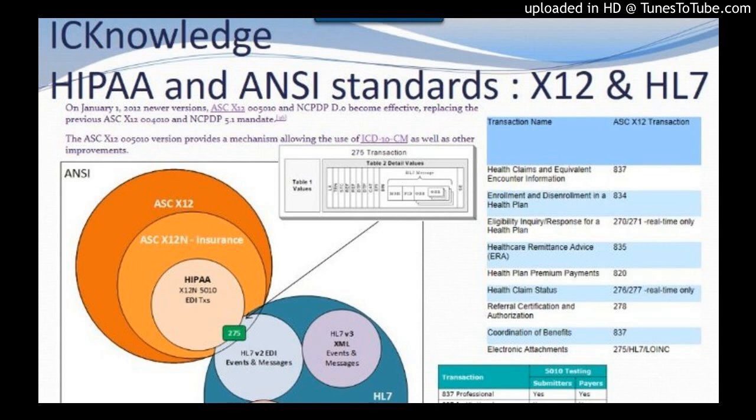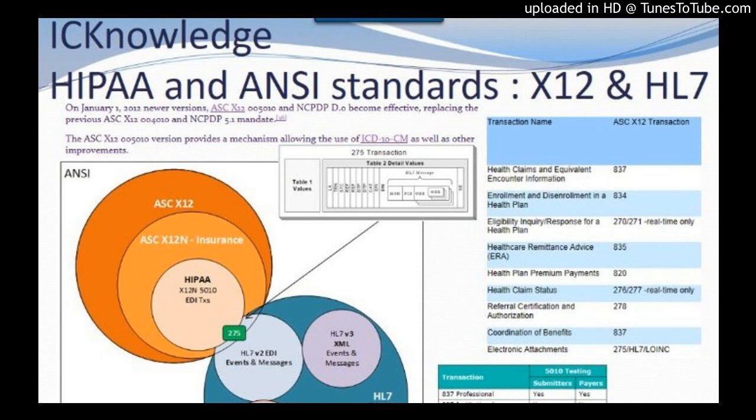Today I am going to tell you about the interview questions and answers of HL7 and HIPAA about the US healthcare. Here we start. What is the full form of HL7? Full form of HL7 is Health Level 7.